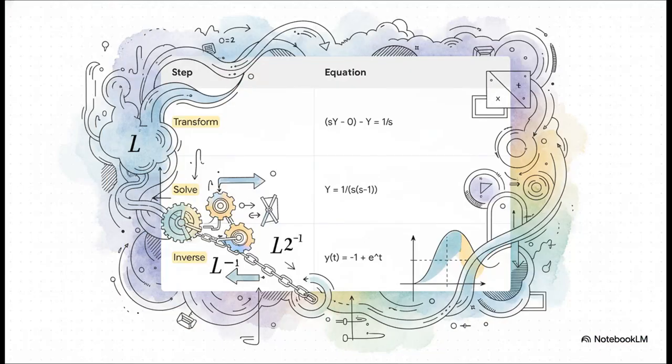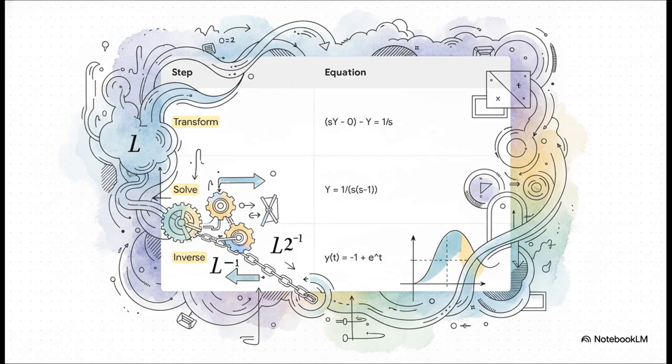And here it is, the whole process laid out. Okay, step 1, transform. The derivative y prime becomes sY minus y of 0, which we know is just 0, so that's easy. The constant 1 becomes 1 over s. Step 2, solve. A little bit of factoring, a little bit of division, and we get Y of s equals 1 over s times (s minus 1).